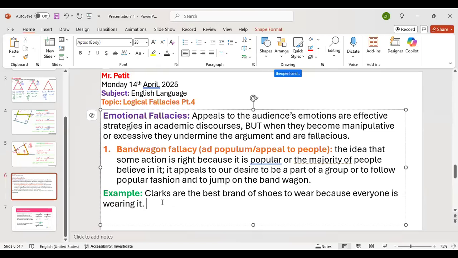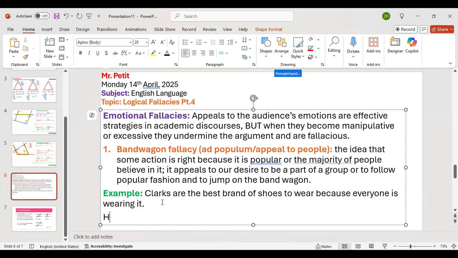By the way, I must admit I'm probably biased, but Clarks really are durable. Admittedly, they're really durable, and comfortable to wear, right? But you can't make the case that Clarks are the best brand to wear just because everyone is wearing it. If you want to make the case, what would you say? Clarks are the best because they hold up for years and they look so good. Exactly. So the style, the quality. You might go to statistics and see which shoes last longer over time, those sorts of things.